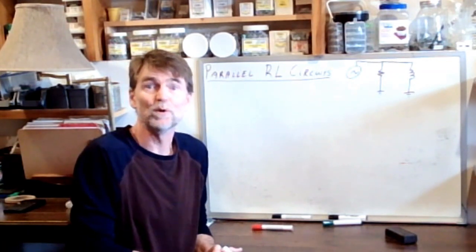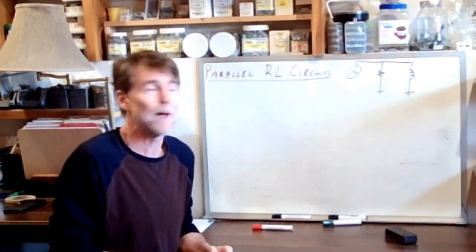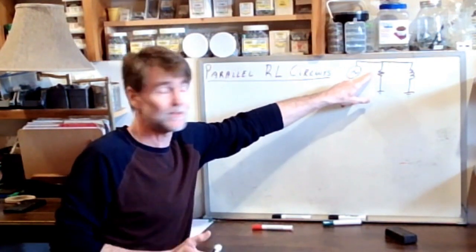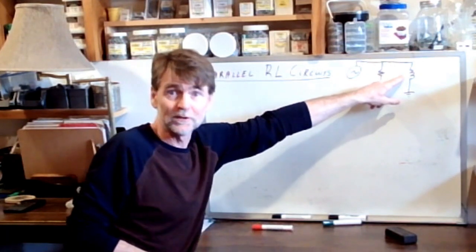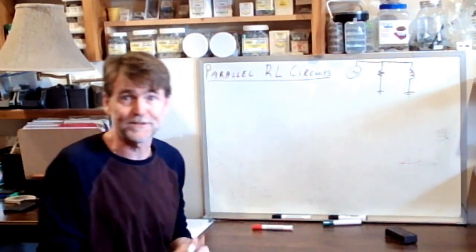Okay, now we're ready to move on to parallel circuits. So we're going to go back to an RL circuit. What happens if we have a resistor and an inductor, a coil, connected in two parallel branches in our AC circuit?